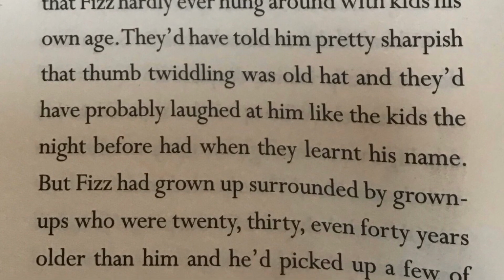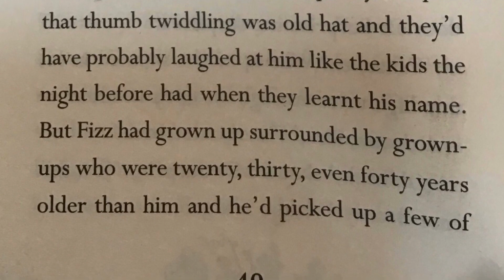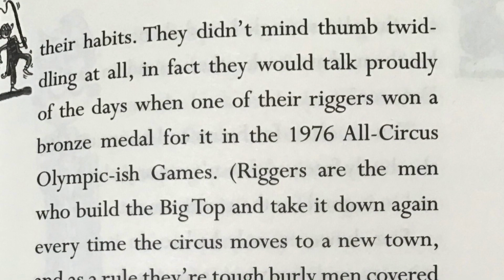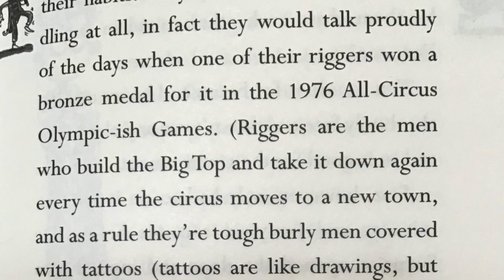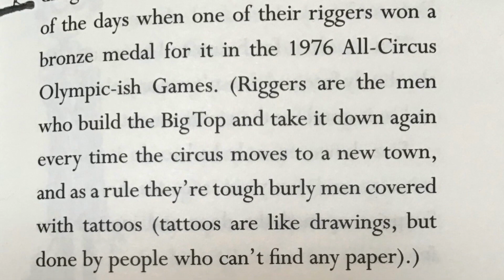But Fizz had grown up surrounded by grown-ups who were 20, 30, even 40 years older than him, and he picked up a few of their habits. They didn't mind thumb twiddling at all. In fact, they would talk proudly of the days when one of their riggers won a bronze medal for it in the 1976 All-Circus Olympic-ish Games.